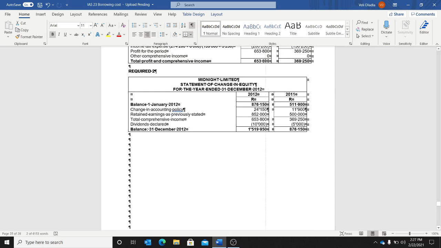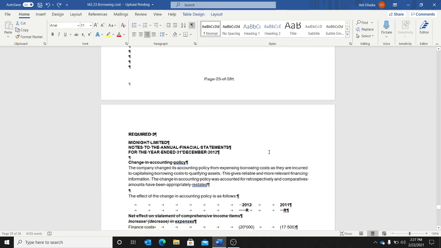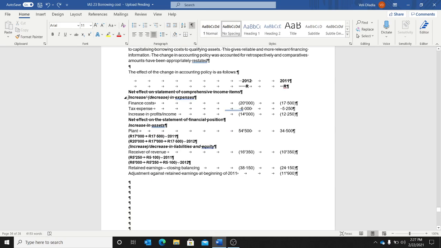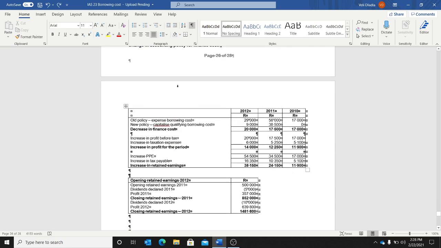Then the profits obviously will come from here. These two will come from here. They're here. Then we've got the dividends declared. Right, so you've got your changes in equity. Then after that, you deal with this change in accounting policy. Here's the note and the reason. And you tell us that the change was accounted for retrospectively. Comparative amounts have been appropriately restated. Okay, so then you disclose this calculation here that you see here.